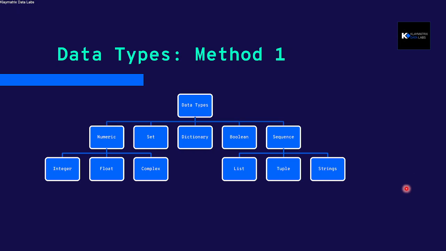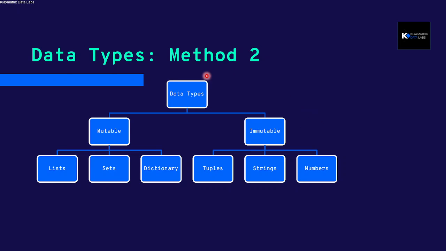And there are two ways to look at the data types in Python. In method one, we can classify data types as numeric, set, dictionary, boolean, and sequence. And the numeric can be further classified as integer, float, and complex. And the sequential data types can be classified as list, tuple, and strings. So what these are, we will cover in more videos. But for the time being, we can understand that data types can be classified as the following.